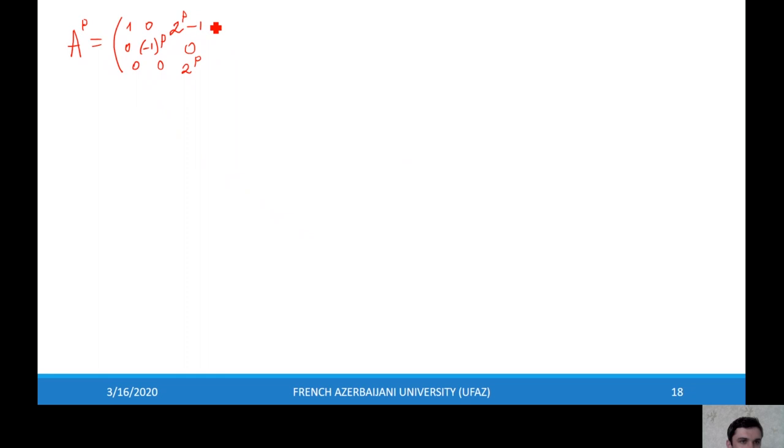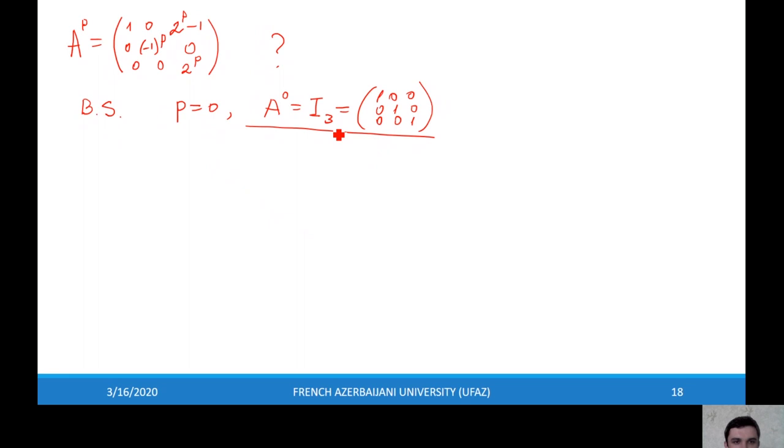And here we must prove that this is exactly true. To prove this one, I will use the induction method. And we know that the induction method consists of two steps, the basic step and the induction step. First, we start from the basic step. In the basic step, we should prove that this expression is true for P equal to 0. Then A to the power of 0 will be the identity matrix, 1, 0, 0, 0, 1, 0, and 0, 0, 1. By the definition, it's true, because the definition says that A to the power of 0 must be the identity matrix, and A to the power of P plus 1 is A to the power of P times A.